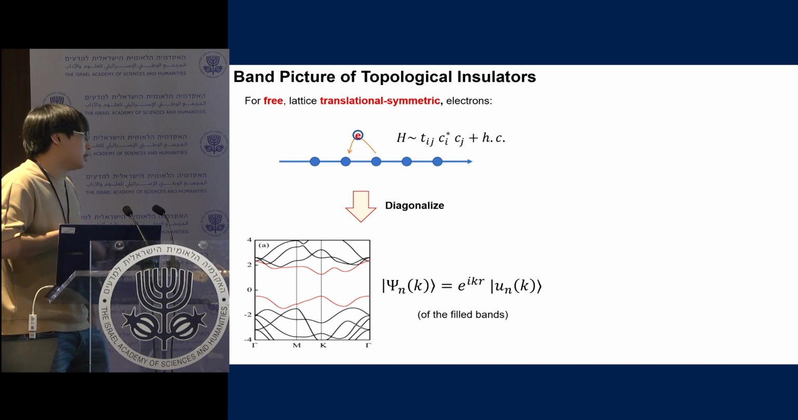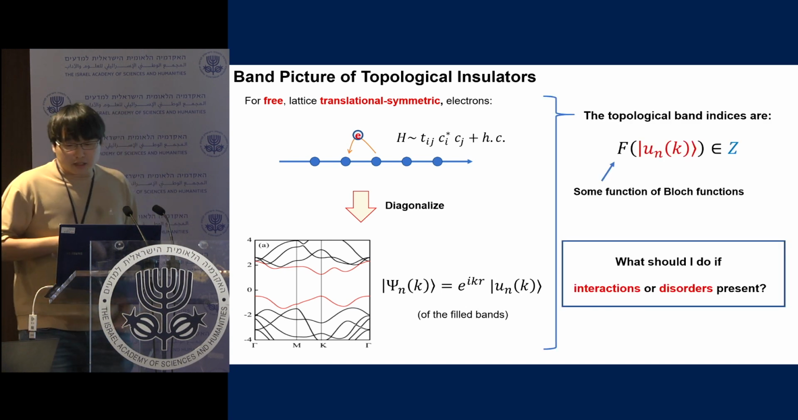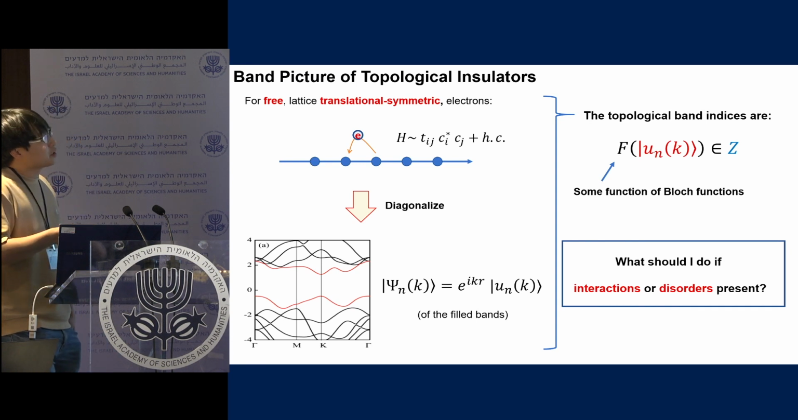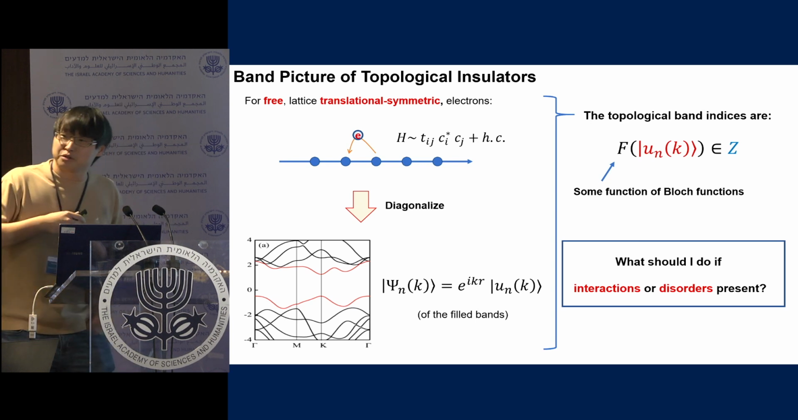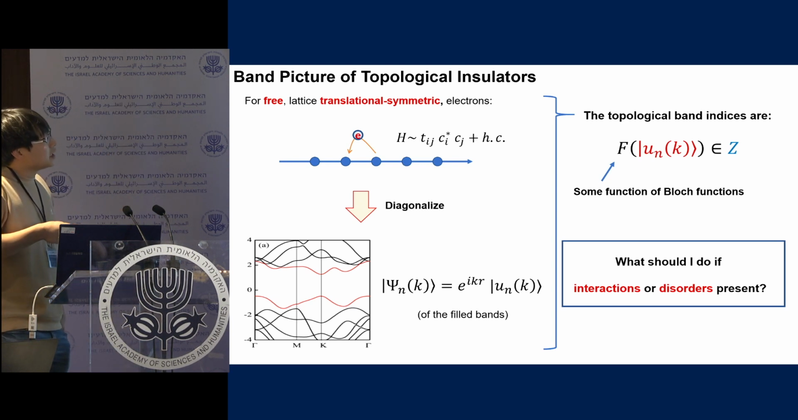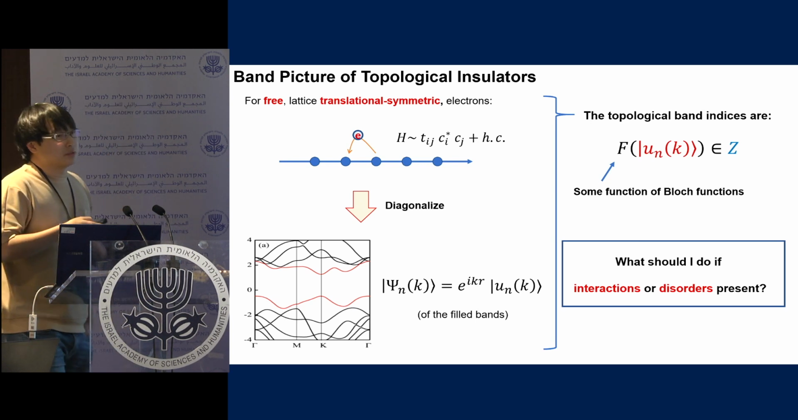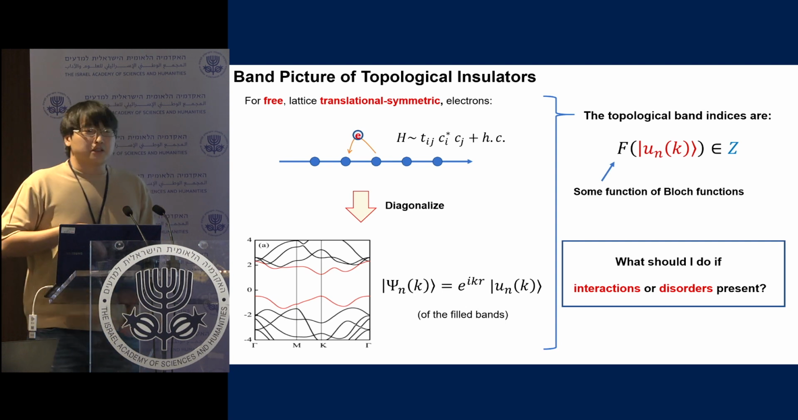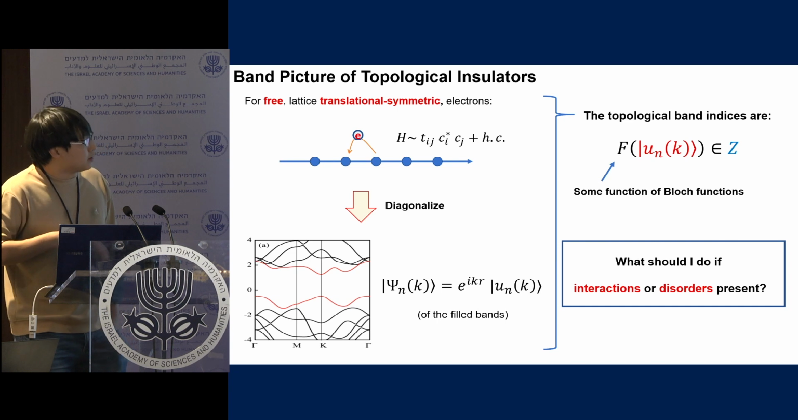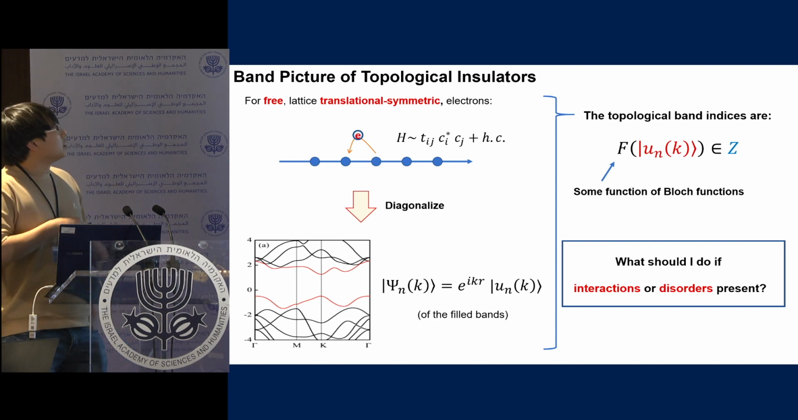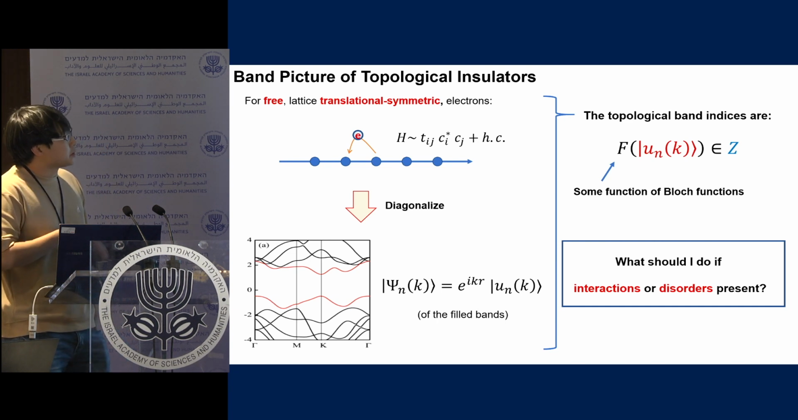Then you get the eigenstates, which are given in terms of the Bloch states, and using the Bloch states, you can calculate the topological band index like the Zak phase that Yoshi introduced. Typically these are certain functions of the Bloch functions. So the problem in this whole setup is you need free electrons and the lattice translation symmetry.